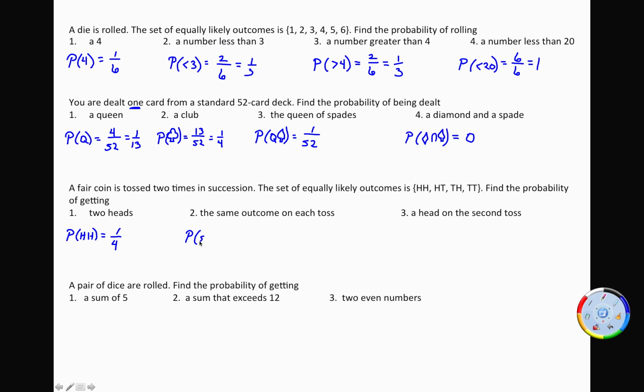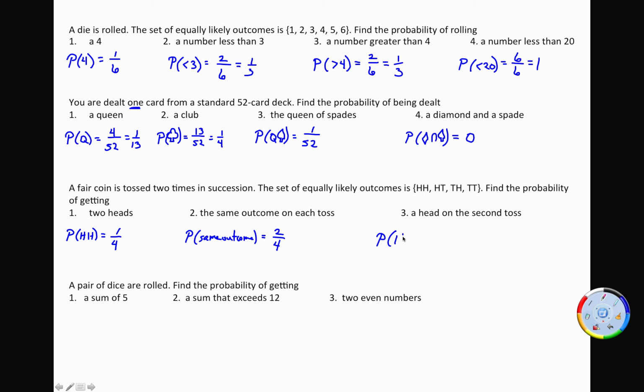Find the probability of getting the same outcome on each toss. In other words, both heads or both tails. Well, there's 2 ways that can happen out of a total sample space of 4.